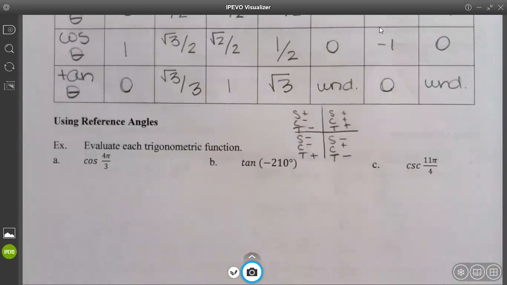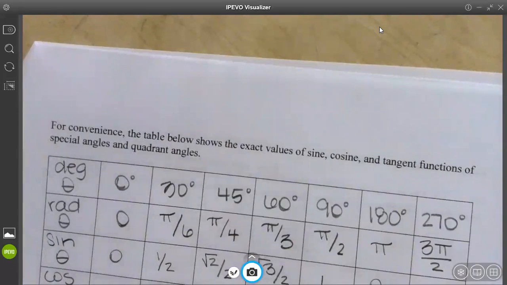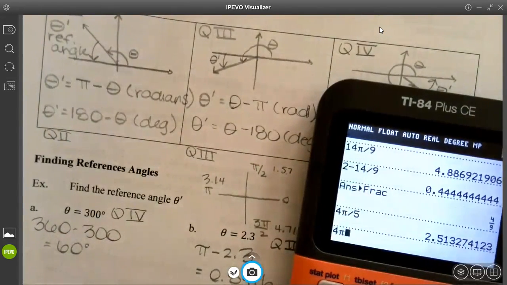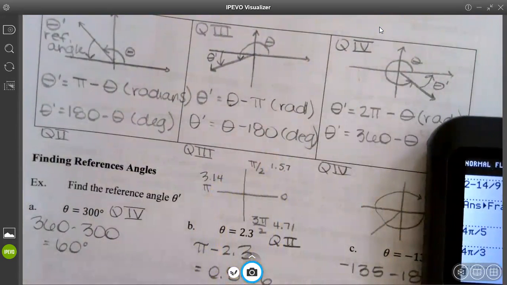All right, evaluate each trig function. So cosine of 4 pi over 3. Where is 4 pi over 3? You guys remember seeing that? We did 4 pi over 3, which is 4.188. We already did that. Where would it fall? It'd fall in quadrant 3. It's got to be bigger than 4.7 to go in 4. Okay, so quadrant 3.